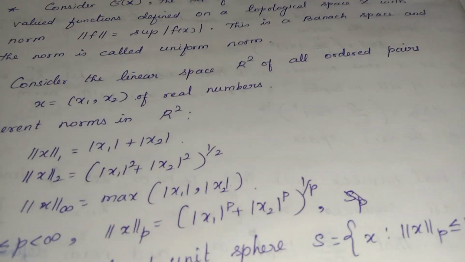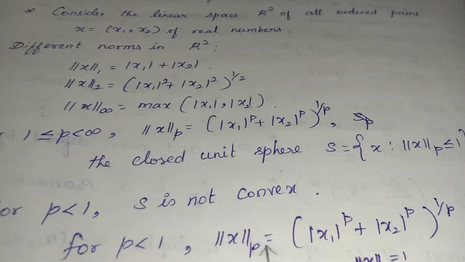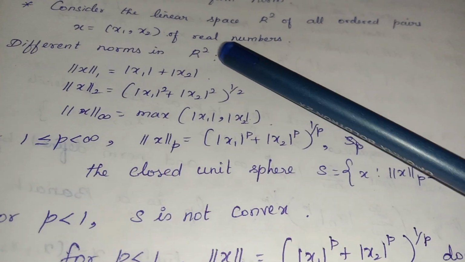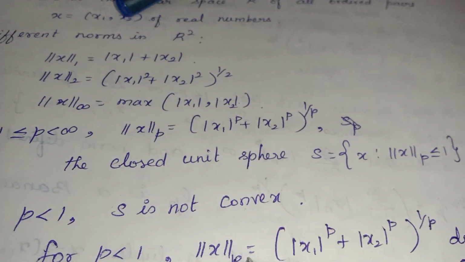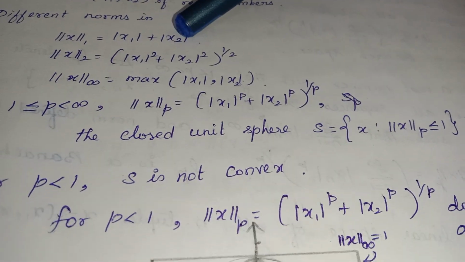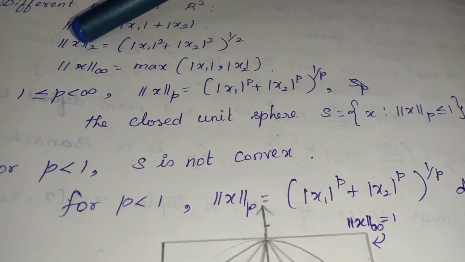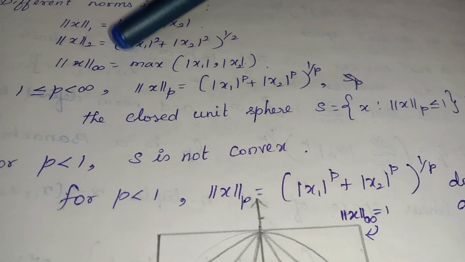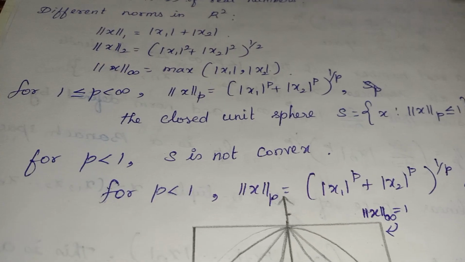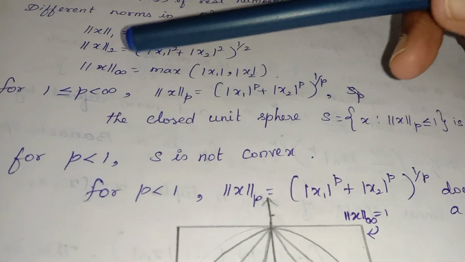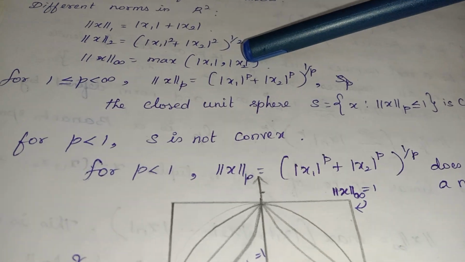Then next one, in R2 I am defining different kinds of norm. R2 means what? A two-tuple. x is of the form x1 comma x2. The first norm, norm x1, is defined to be modulus x1 plus modulus x2. This is one norm. Another norm is norm x2, which we have already defined in the previous page. It will be the square root of modulus x1 square plus modulus x2 square. The next one is norm x infinity. Infinity means the maximum of modulus x1 comma modulus x2.